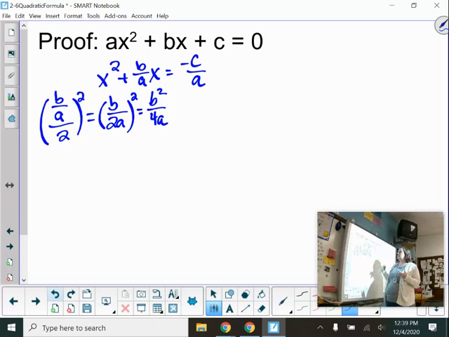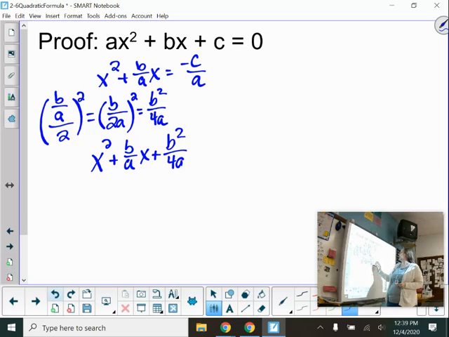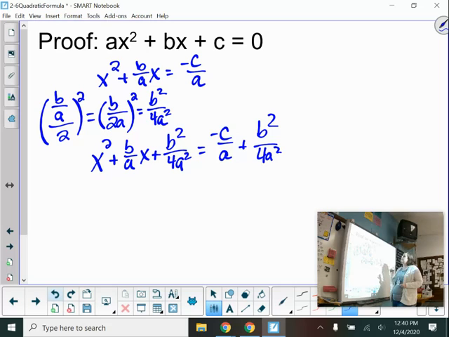That's what we're going to be adding to both sides here. So we have x squared plus B over A x plus B squared over 4A squared. Sorry, forgot the square there. And that's equal to negative C over A plus B squared over 4A squared. So on the left-hand side, we are going to factor this. This is going to factor into x plus b over 2a, and that quantity is squared.